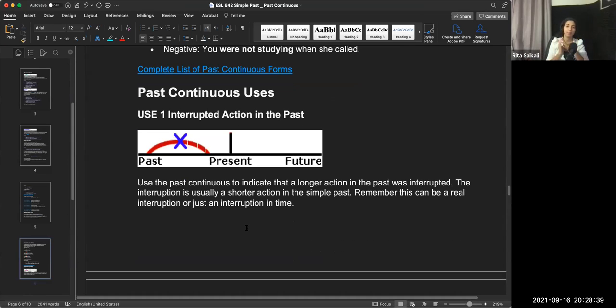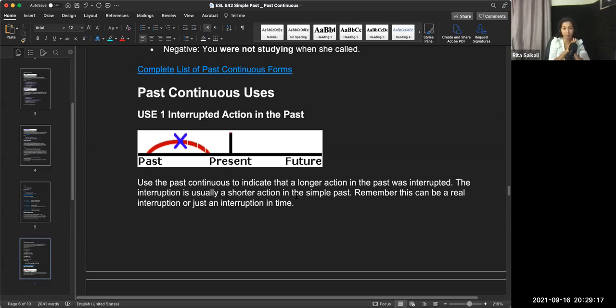Okay. So then we're now moving on to how we use it. So the idea was that an action was happening in the past, but it was interrupted. So here, the idea was to finish here in time, but they couldn't, so it ended here. So use the past continuous to indicate that a longer action in the past was interrupted. So something stopped that action from continuing. The interruption is usually a shorter action in the simple past.